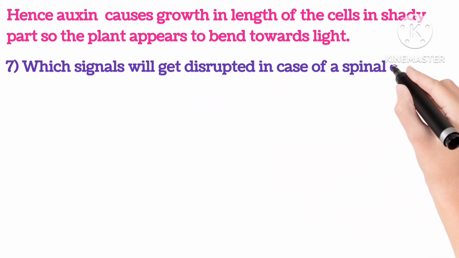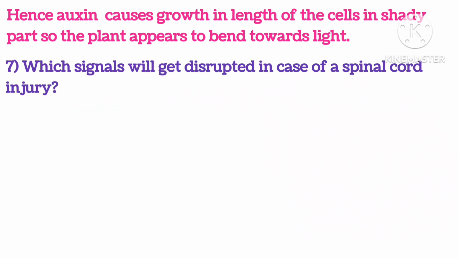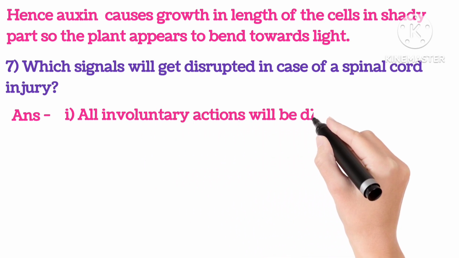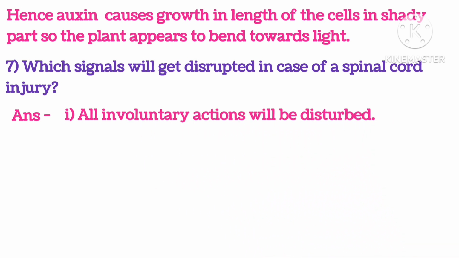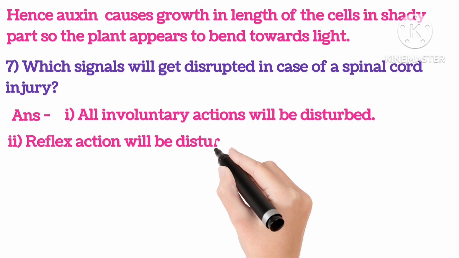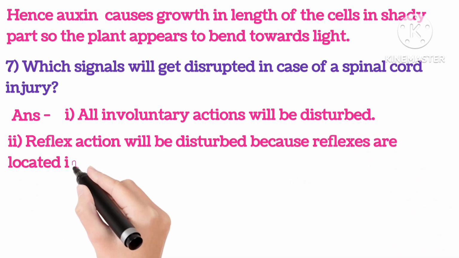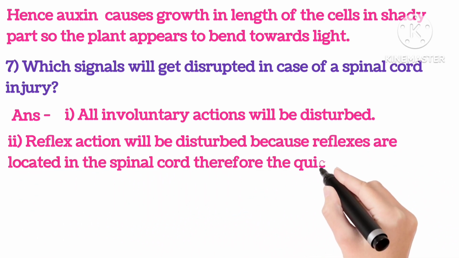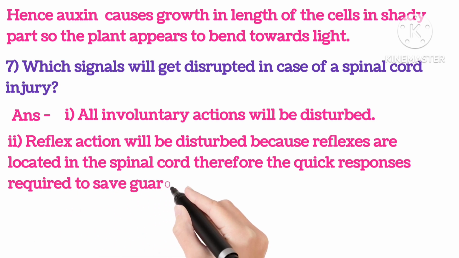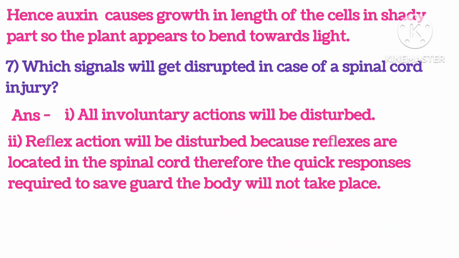Seventh, which signal will get disrupted in case of spinal cord injury? All involuntary actions will be disturbed. Reflex action will be disturbed because reflexes are located in the spinal cord. Therefore, the quick responses required to safeguard the body will not take place.